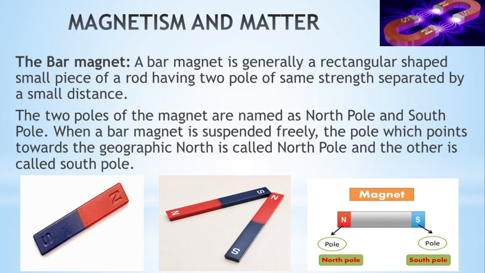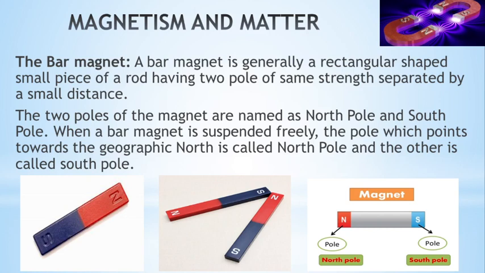help of a thread, and suspend this magnet. After suspending, first it oscillates and comes to rest. After coming to rest, if you observe carefully, one side of the magnet is towards the north direction of the earth. Another side, another pole, is towards the south direction of the earth.